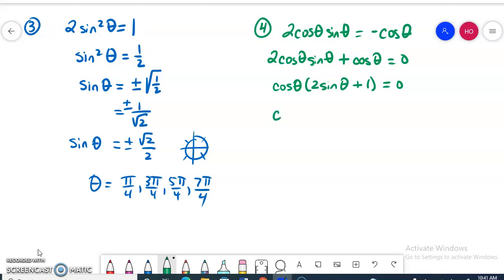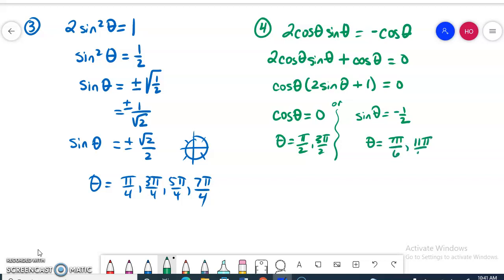So either cosine theta has to equal 0. Cosine is 0 when we haven't gone left or right at all, so that would give us solutions of pi over 2 and 3 pi over 2. Or sine theta would have to equal negative 1/2, with 2 sine theta plus 1 equal to 0. Sine is negative 1/2 at 7 pi over 6 and 11 pi over 6. It's negative in quadrants 3 and 4.